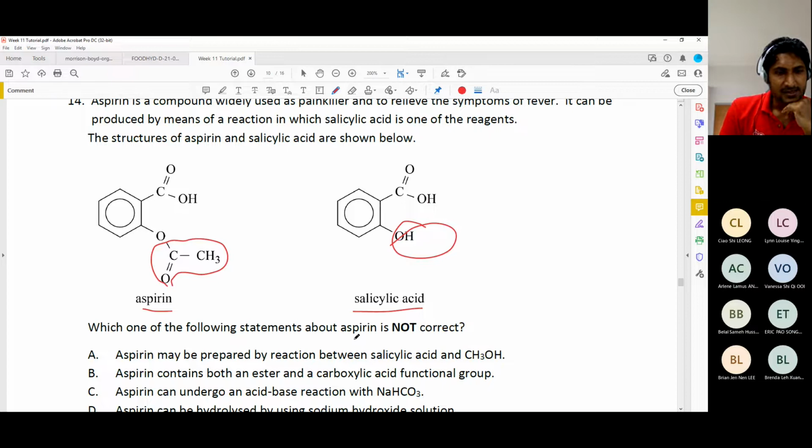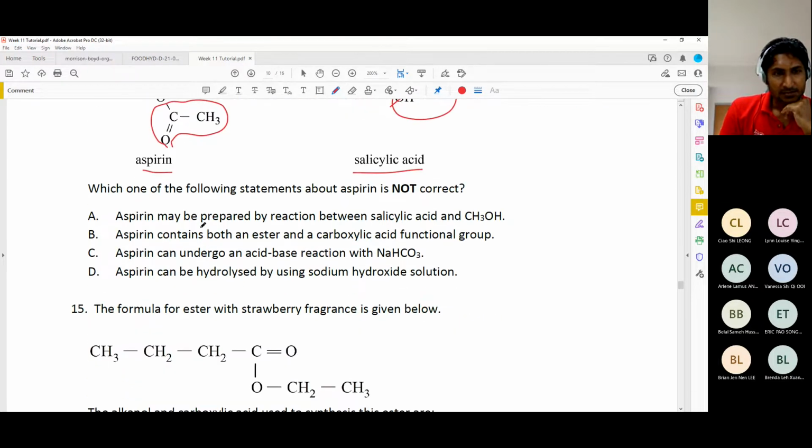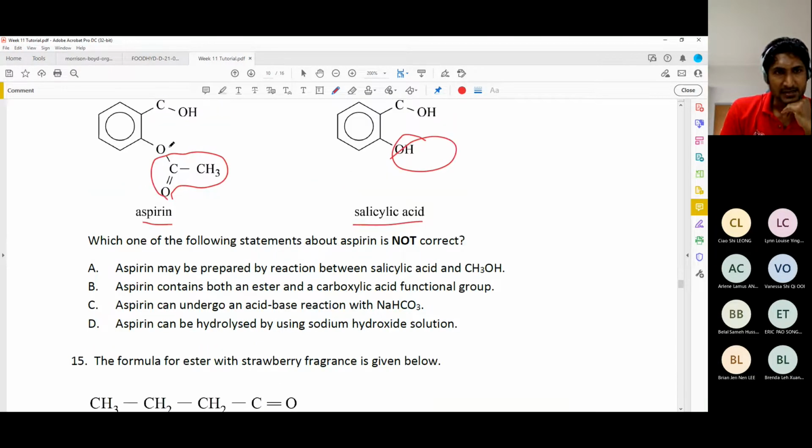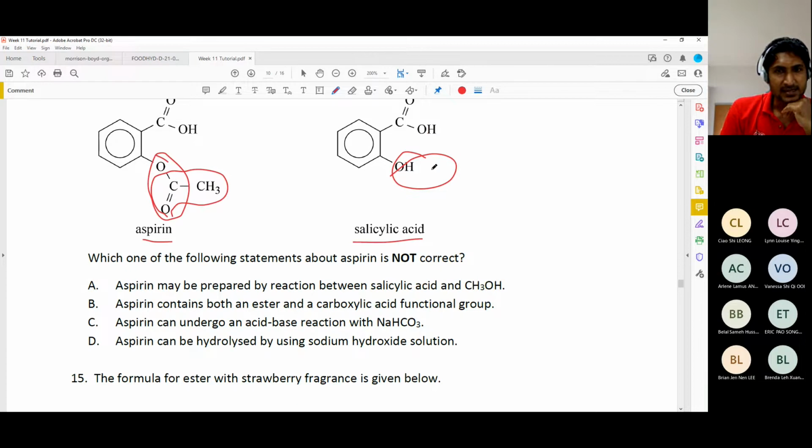Which of the following statements about aspirin is not correct? Aspirin may be prepared by reaction between salicylic acid and methanol. This is correct. This is an ester, right? This is an ester bond, ester linkage. And we see that this salicylic acid is the alcoholic part.